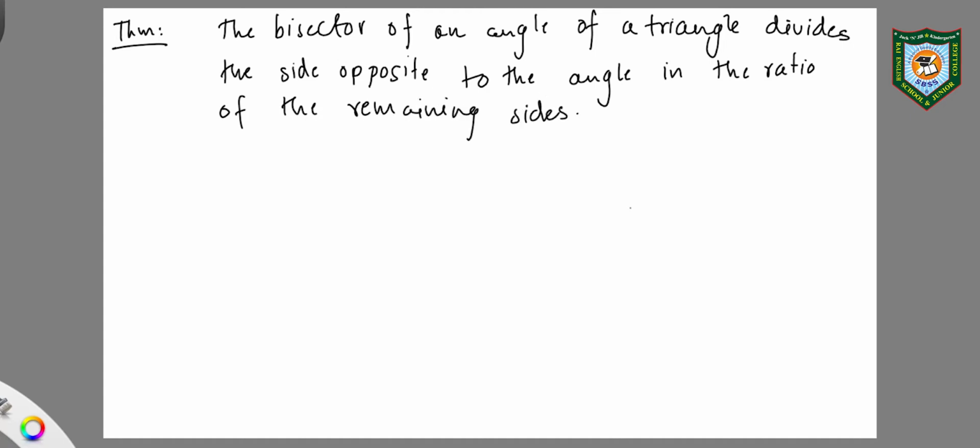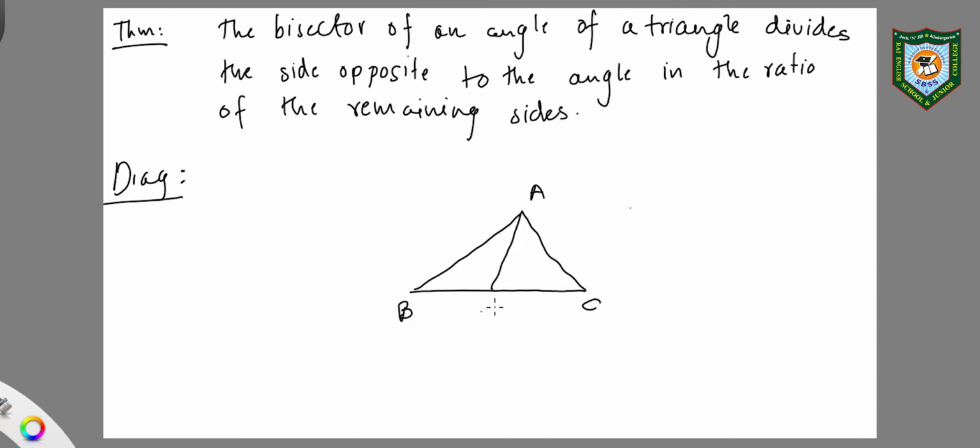So as usual, we'll read this word problem one statement at a time. First of all, we need to draw the diagram. So let's say I have a triangle ABC. This is A, this is B, this is C, and my angle bisector is AD, and AD is going to divide the angle A in two equal parts. This is cross and this is cross.